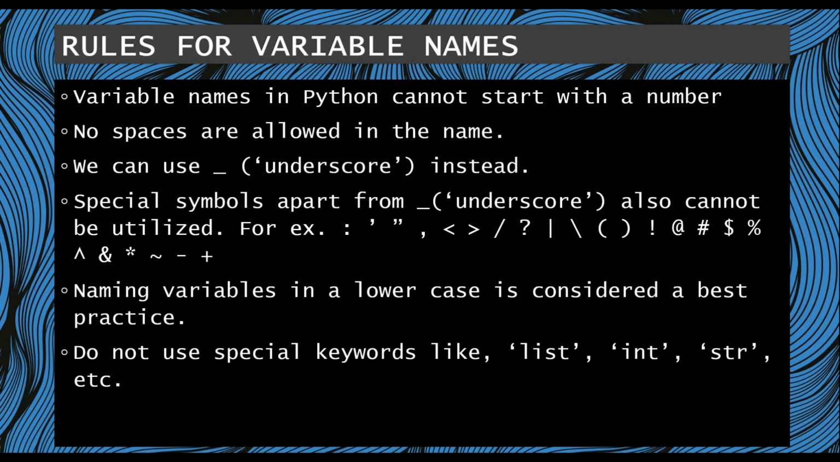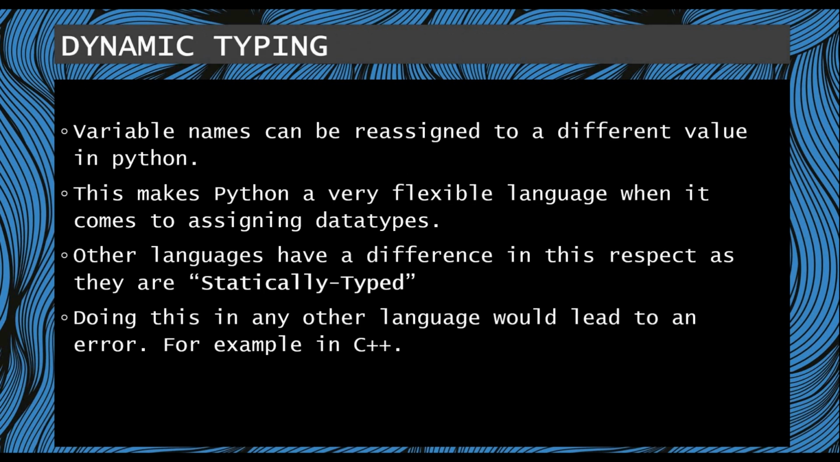Now moving on, there is one very interesting thing in Python that is not present in many other programming languages that we know of. Python uses something that is called dynamic typing. So what is dynamic typing? I'll tell you. Dynamic typing means that we can reassign different data types to a single variable name, unlike other programming languages.